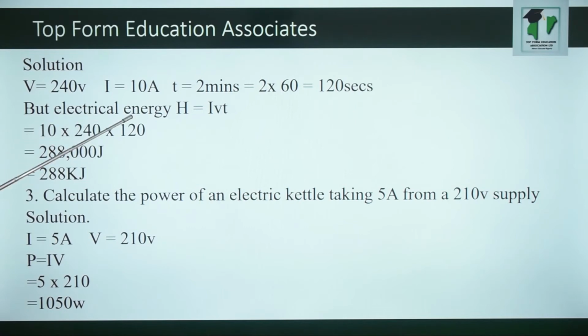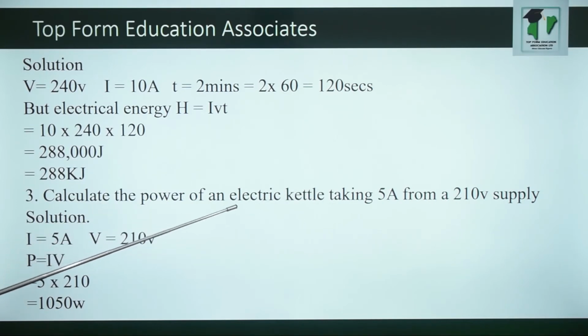Electrical energy is converted to heat energy in the immersion heater, so we use H is equal to IVT. We'll have I, we'll have V, and we'll have T. That is why we use this formula. We substitute the parameters into the formula: H is equal to I is 10, V is 240, and T is 120. If we multiply all of them through, you have 288,000 joules, which is 288 kilojoules. Is that okay? Okay, we want to look at example 3.